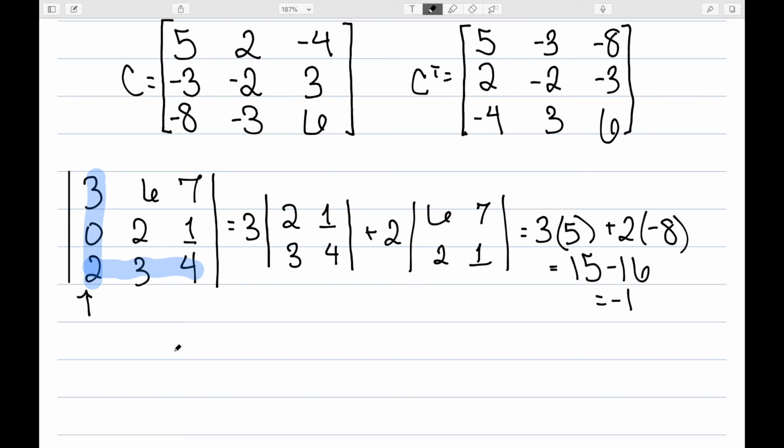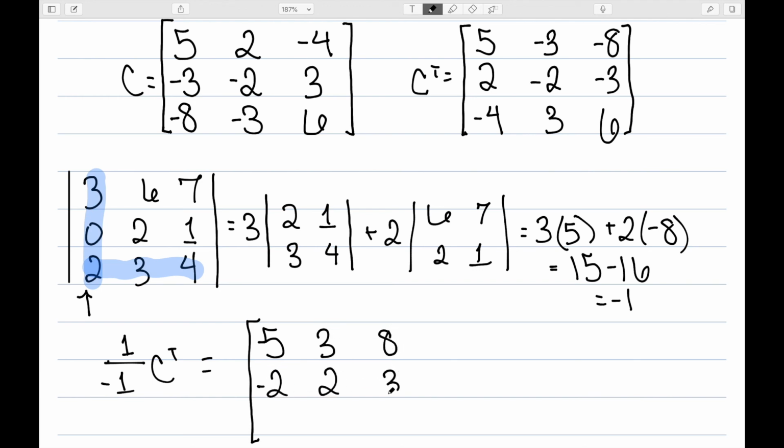So we need to multiply C transpose by 1 over this determinant. And that will give us our inverse. So we get -5, 3, 8, -2, 2, 3, 4, -3, -6. And we could absolutely use row reduction here to actually make sure this works. And this is what we should get as the inverse.